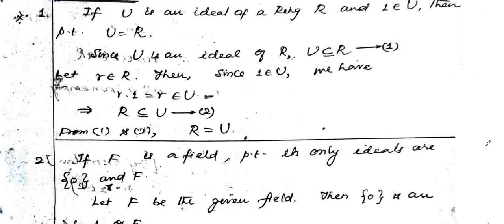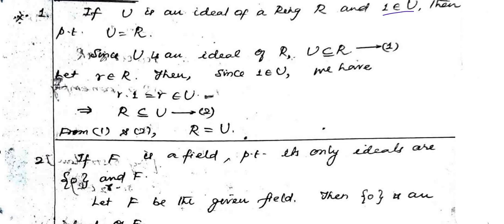In this video, we will have the solutions of some of the exercise problems in section 3.4. The first one is, if U is an ideal of a ring R and 1 belongs to U, then prove that U is equal to R. That is, the ideal U coincides with the ring R whenever you have 1 belonging to U.